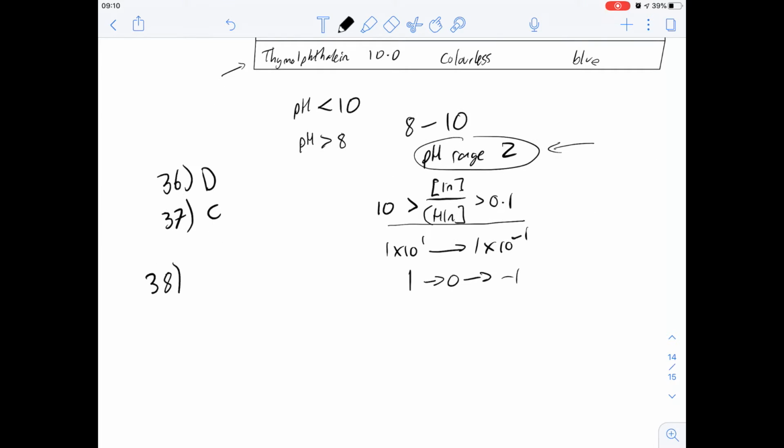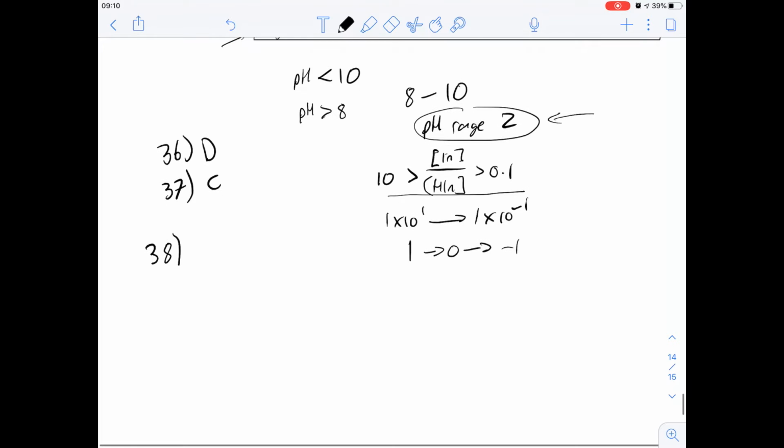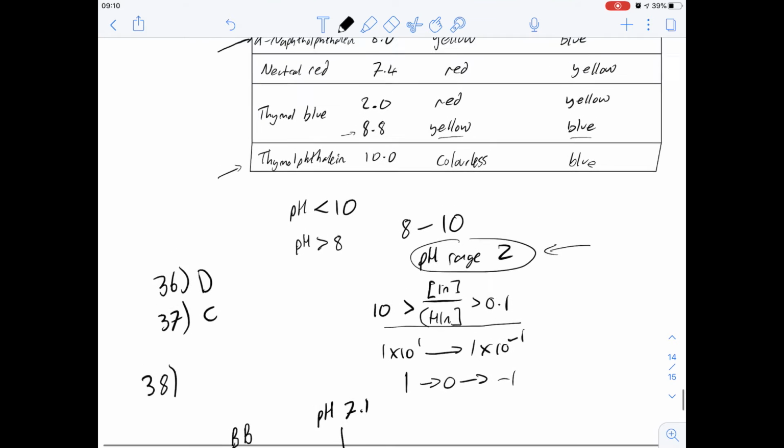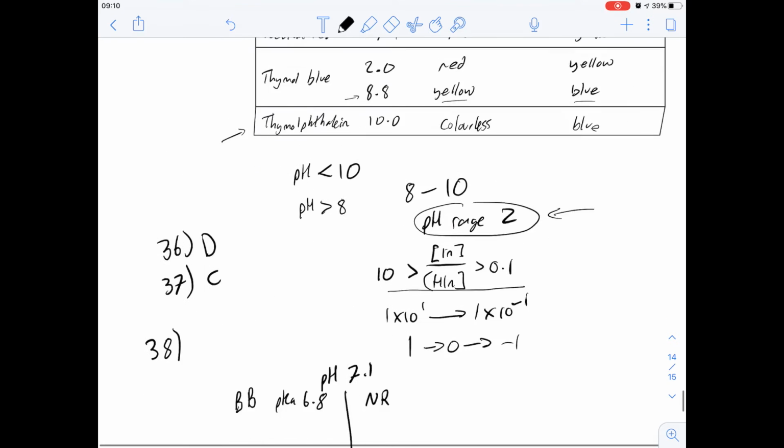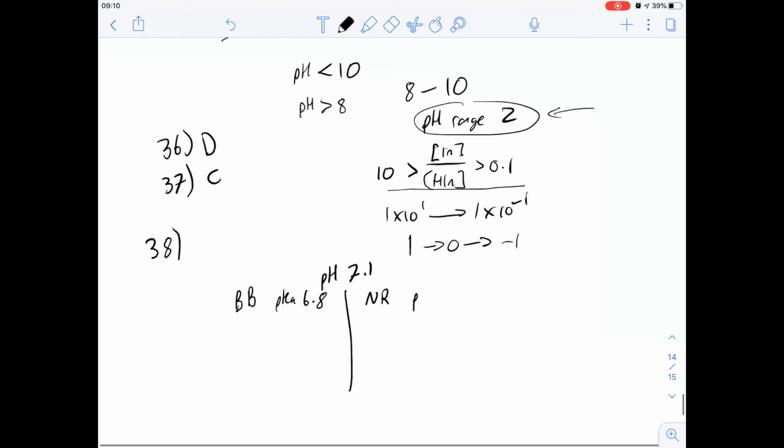And then question 38 was a little bit more complicated. It says that we have a pH value of 7.1 in a particular solution. And I'm just going to draw a line here. We've got 2 indicators, the bromothymol blue, which has a pK of 6.8. And we've also got neutral red, which has got a pK of 7.4.